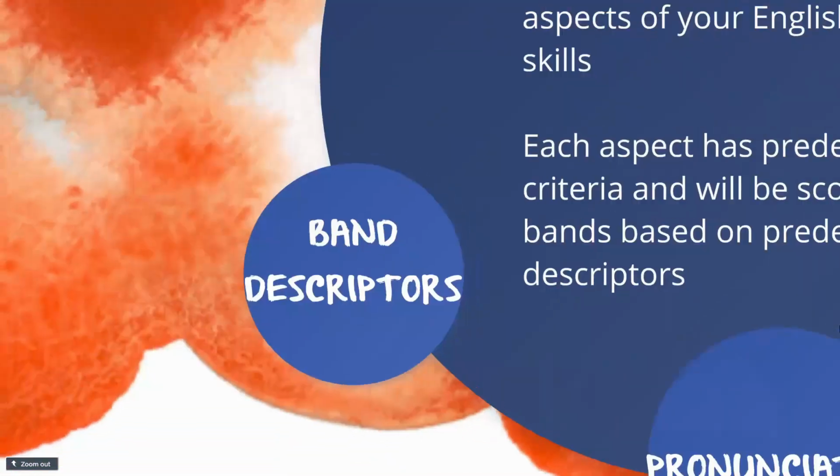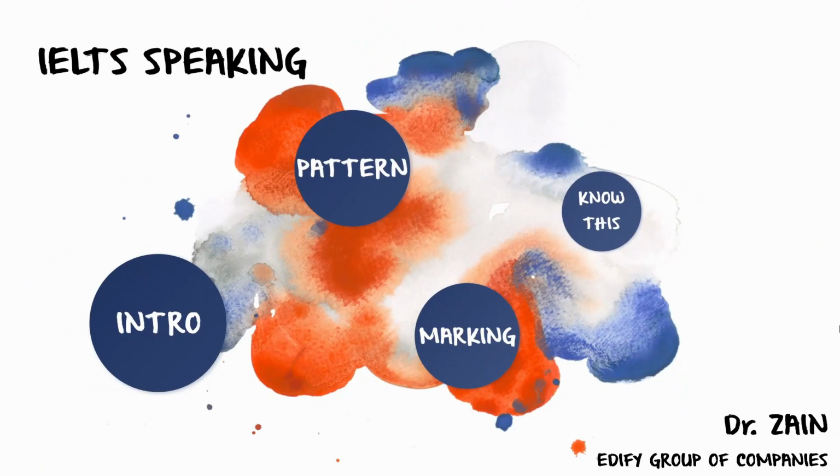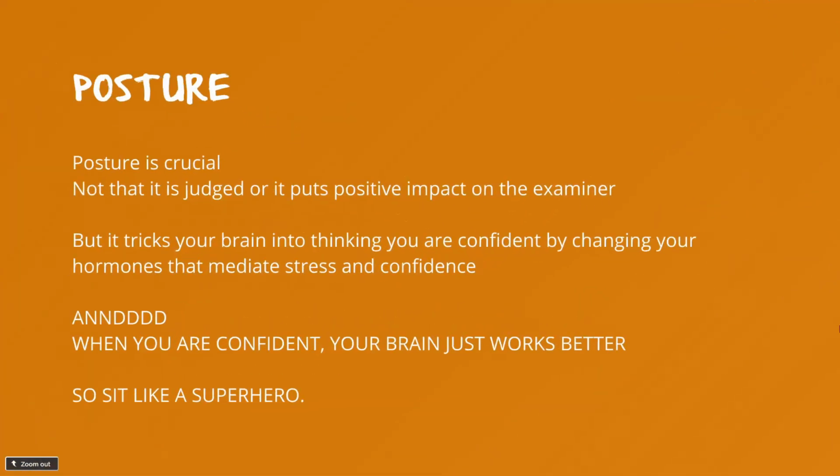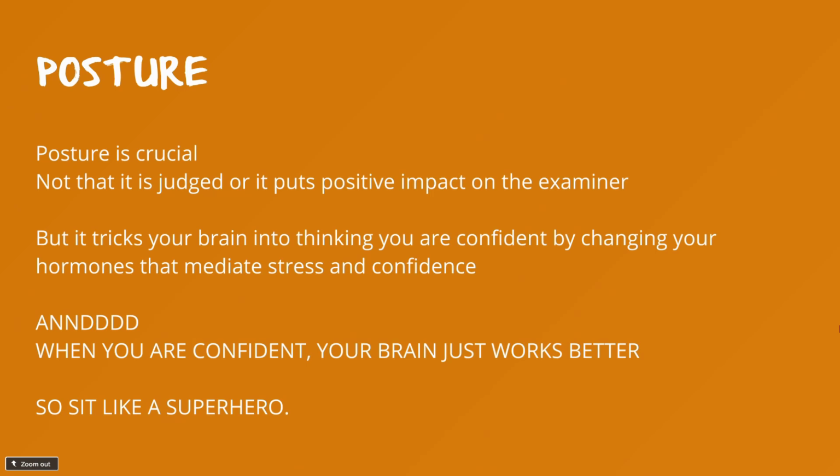Now, let's discuss just a few things that you will have to keep in your mind during the exam. While you're sitting in the exam, make sure you abide by these rules. Your posture must be good. Your posture is crucial. Not that it is judged or it puts a positive impact on the examiner. That is not important. The thing is that your posture tricks your brain into thinking that you are confident by changing your hormones that mediate stress and confidence. And when you are confident, your brain just works better. So, in order to act like a superhero, answer like a superhero, you have to first sit like a superhero.